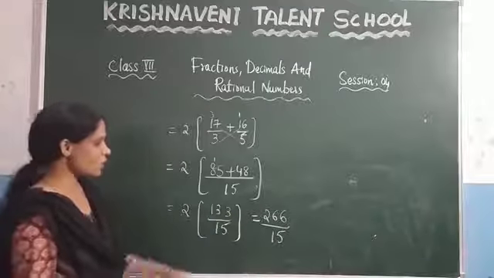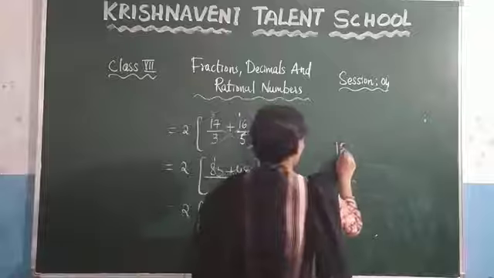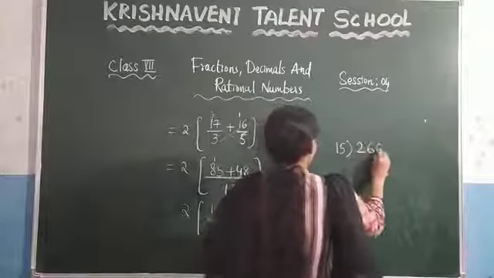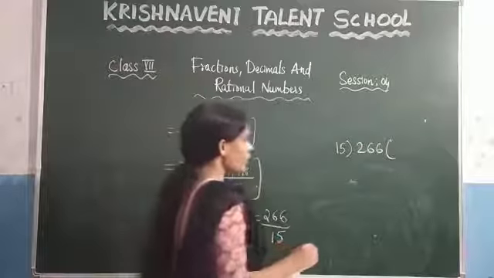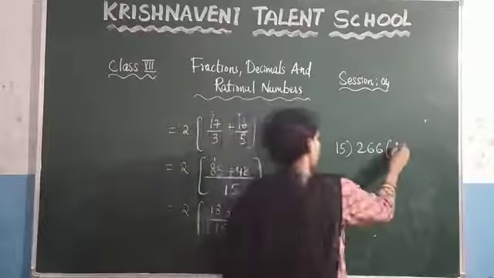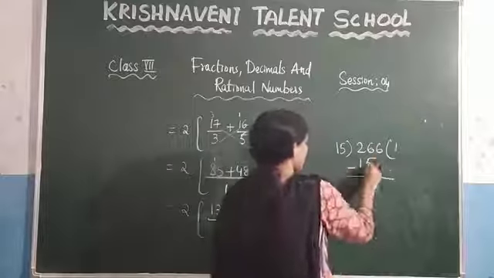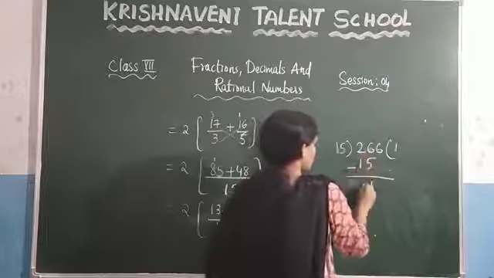How do you convert this improper fraction into the mixed fraction? Here we already have 266 divided by 15. Now here you know that 15 1s are 15, 15 2s are 30, which is a bigger number. So you have to take here 15 1s, 15. Now subtracting 26 minus 15, which is 11.